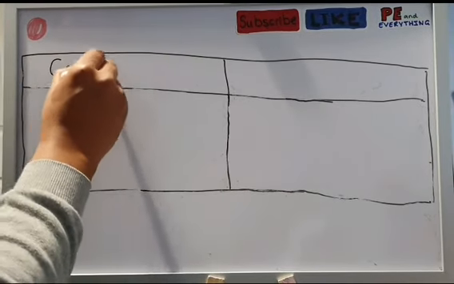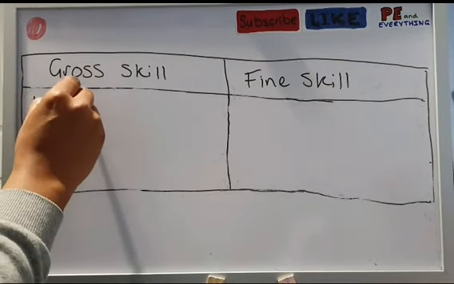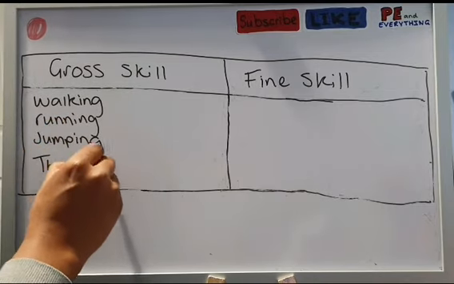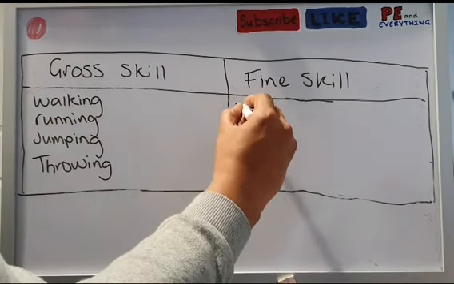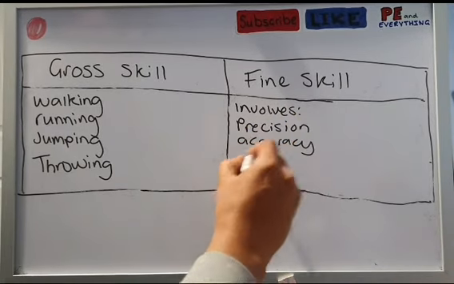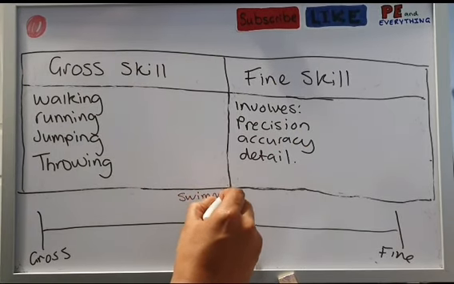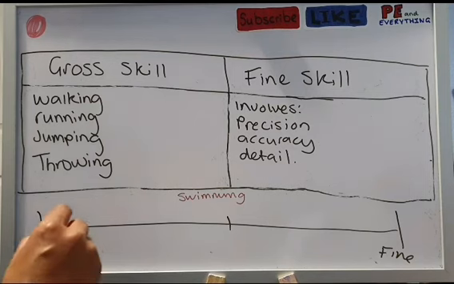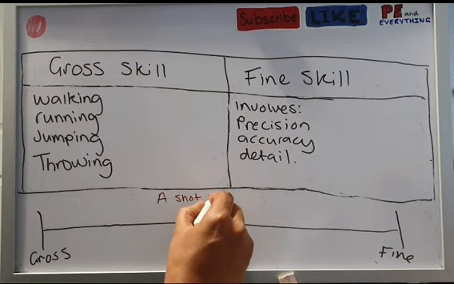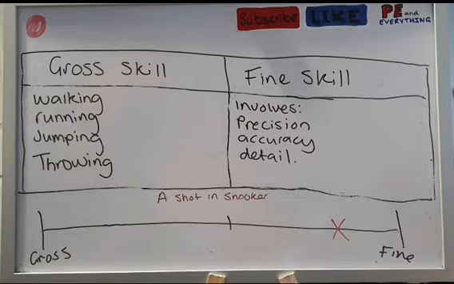If we go on to this next bit, we're going to break it down even further. Gross skills are things such as walking, running, jumping, and throwing, whereas fine skills involve precision, accuracy, detail. So if we have this continuum and we put swimming, where are we going to put our cross? Probably at the gross end, because it requires large muscle groups, whereas a shot in snooker would be more about precision, so it's a fine skill.